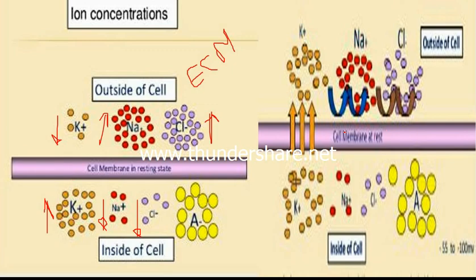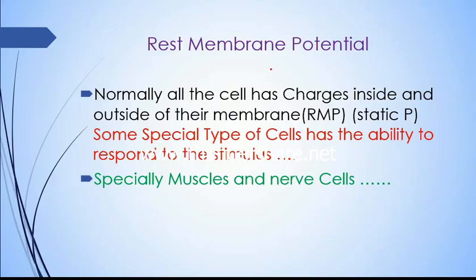In this picture you can see the semi-permeability of the cell membrane: the cell membrane allows potassium through it to go out of the cells, but it does not allow the sodium and chloride. So you can see the semi-permeability of the cell membrane. And then we should know the other things.